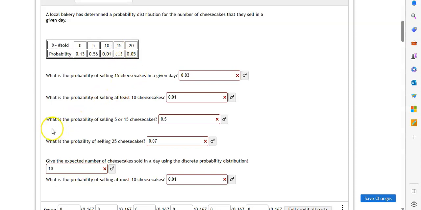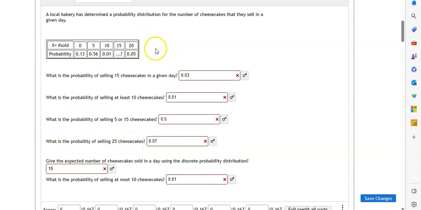All right, now, for this one, what is the probability of selling 5 or 15 cheesecakes? Okay, so we're going to look at 5. The probability is 0.56. We're going to look at 15. The probability we found for 15 was 0.25. We want to add those two together. So 0.56 plus 0.25 is 0.81.